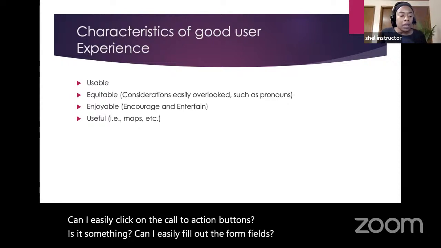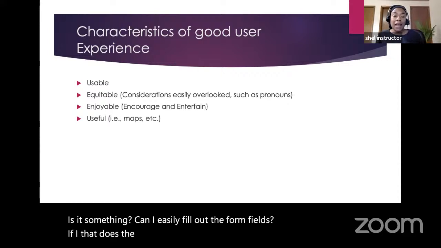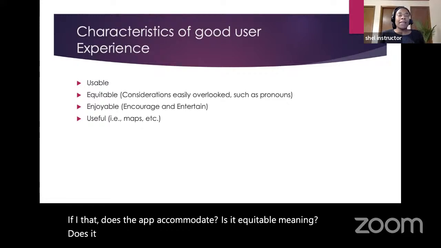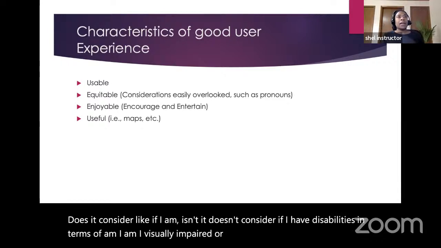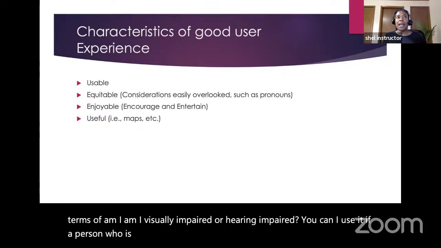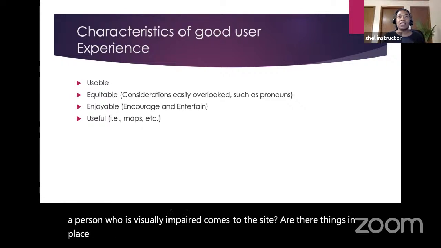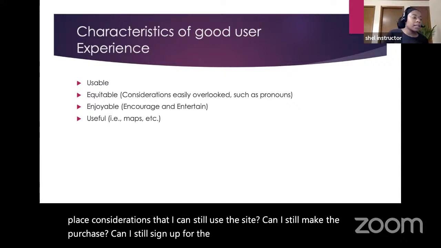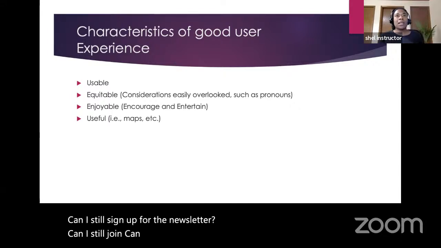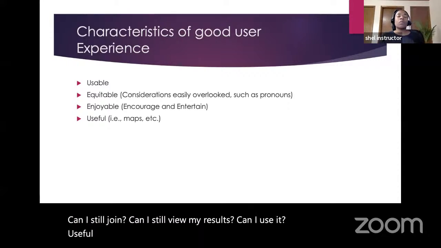Does the app accommodate, is it equitable? Meaning, does it consider if I have disabilities, like am I visually impaired or hearing impaired? If a person who is visually impaired comes to the site, are there considerations in place so that I can still use the site? Can I still make the purchase? Can I still sign up for the newsletter? Can I still join? Can I still view my results? Can I use it?